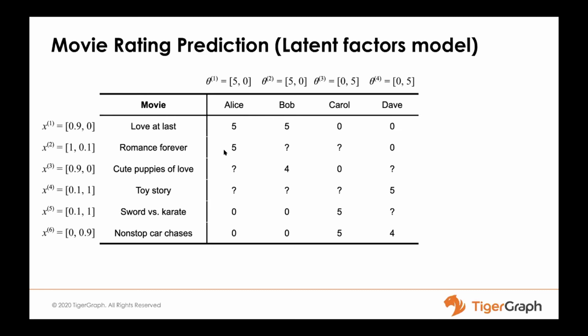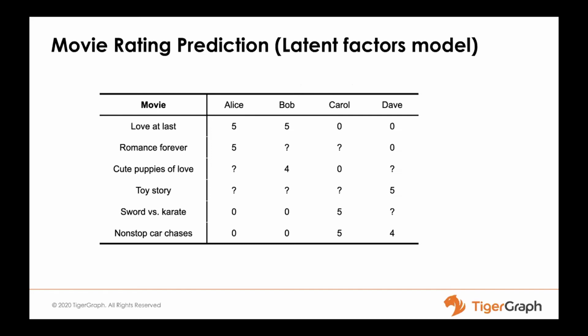So before we actually see how the latent factor model does, let's just use some of our own intuition to see what we may predict for those values. If you look at Alice's ratings, we find that she likes the movies Love at Last and Romance Forever. And if you happen to watch those movies, or you just look at the names, you can tell that these two movies are actually romantic movies.